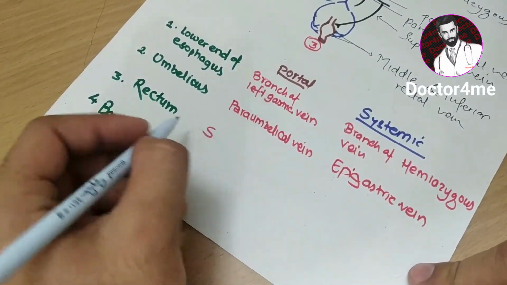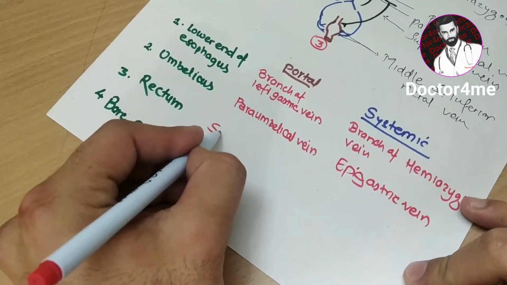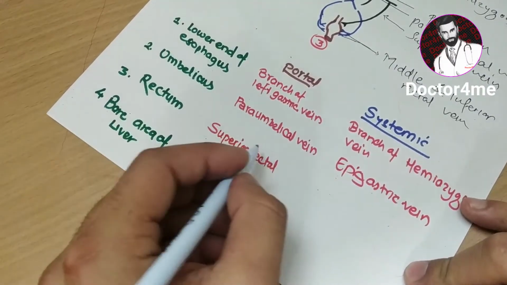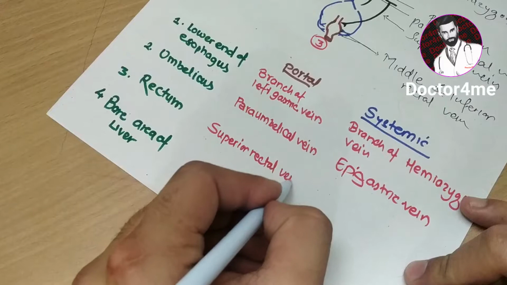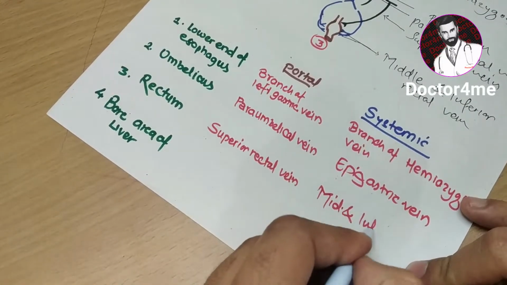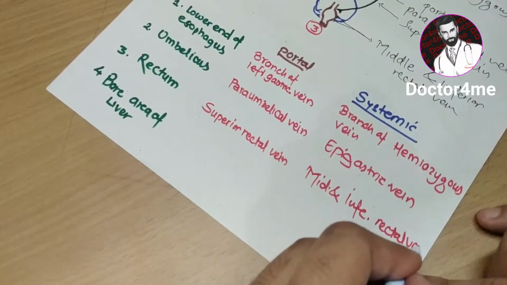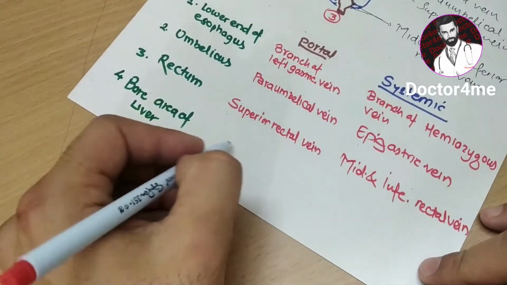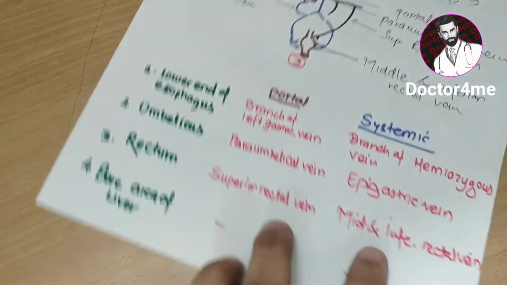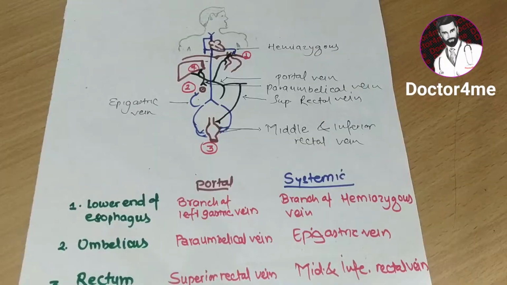In the rectum, it's quite easy. The superior rectal vein is the portal, and the middle and inferior rectal veins are the systemic. The bare area of the liver is not that significant, hence we'll not consider it.